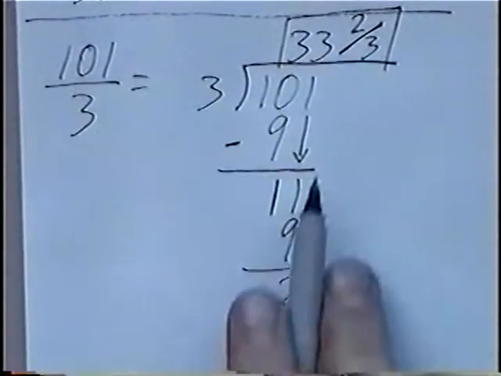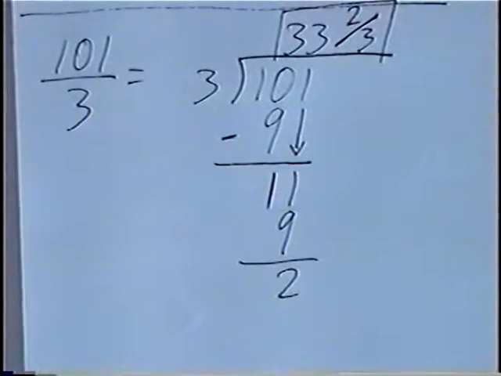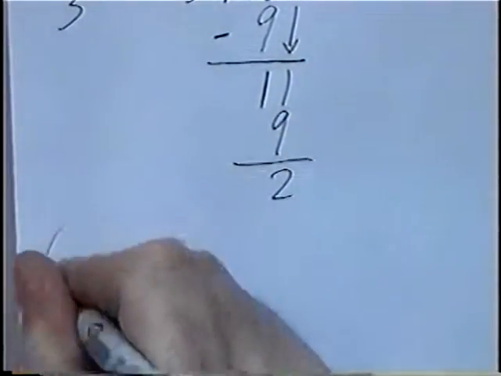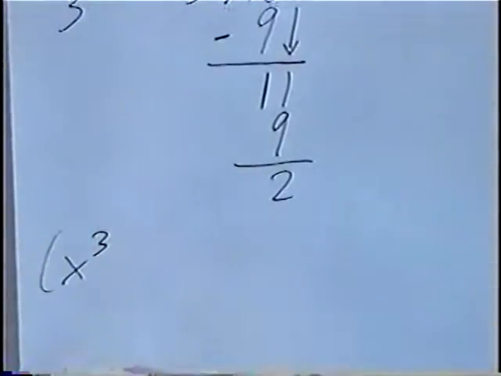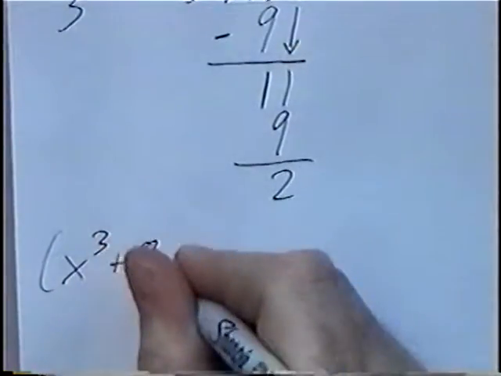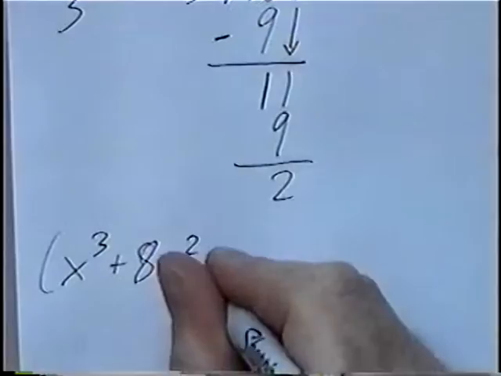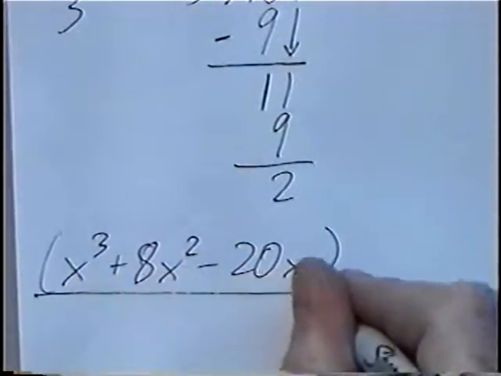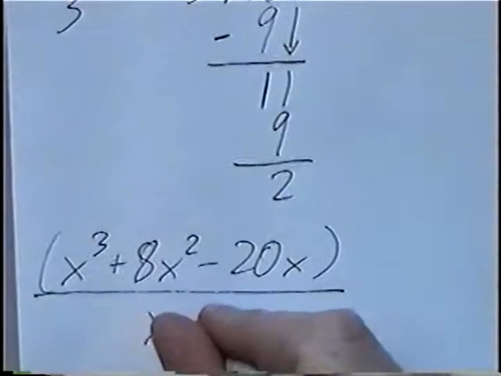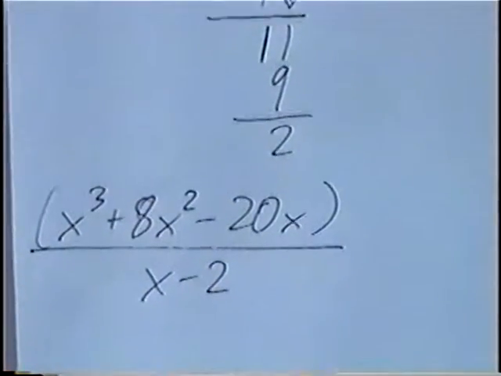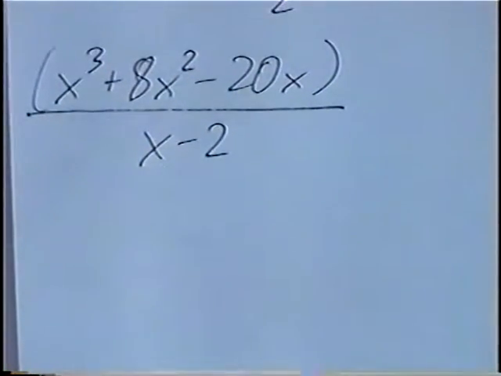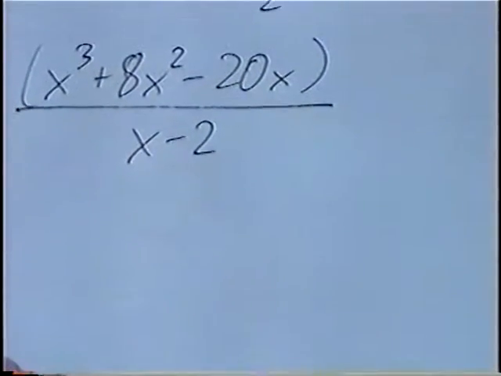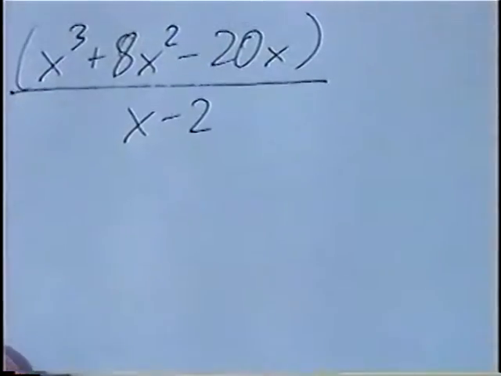Next question, we'll do the same process, but we'll use a polynomial which has variables. Next question, in parentheses, x cubed plus 8x squared minus 20x divided by x minus 2. From here we can set up the long division problem and divide, but instead of just numbers, we'll have variables to divide.